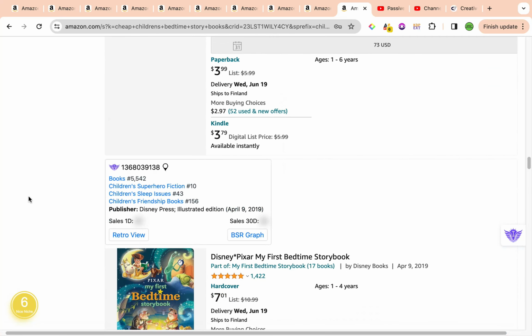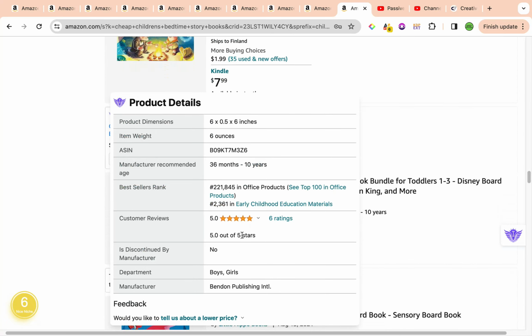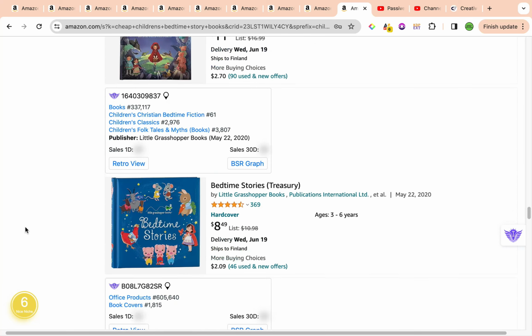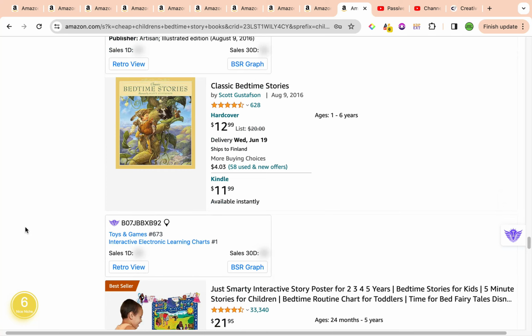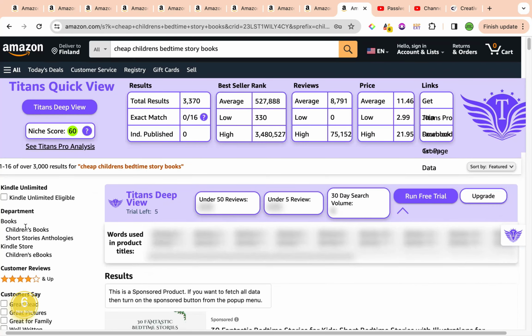Next we've got 5,542 as the bestseller for this. We've got also another book, 6,005, 2,700 as well, 34,673. So as you can see here, we found more than 4 books with the bestseller rank under 100,000 that are not sponsored. Then again, our first keyword, cheap children's bedtime storybooks, is ideal for the 7 keyword slots.